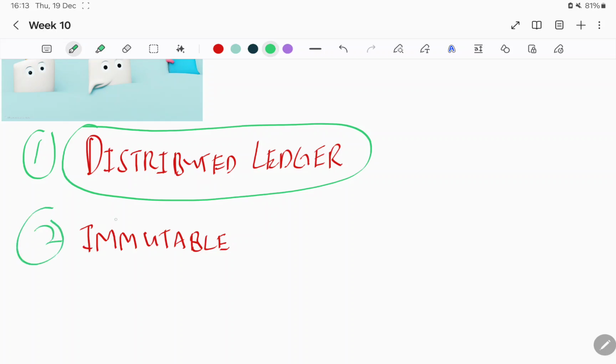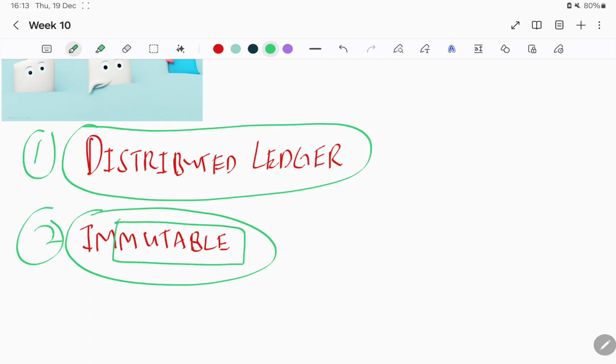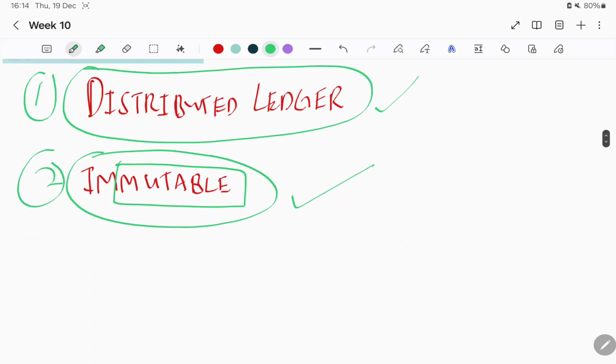And the second is immutable. Over here is mutable. Mutable means it can change, like a mutant. You know, mutant, right? Mutant means you can change; it is changeable. Immutable means it cannot be changed. And how is it a distributable ledger and how is it immutable?